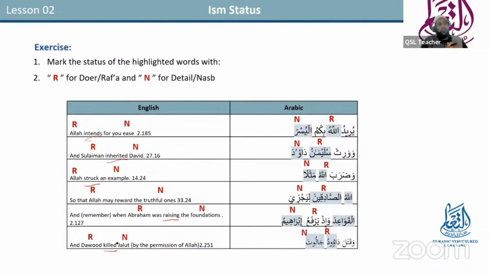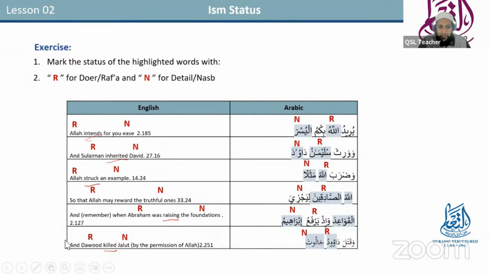Now, just to emphasize how important the ending sounds are in Arabic, Dawudu has an u sound, right? And that's rafa'. Therefore, you know Dawood is doing an action. Qatala is the action word, so Dawood killed. Jaluta is a detail, so Jalut was the one that was killed. Imagine if I said Dawuda Jalutu. That would mean the completely opposite meaning: Jalut killed Dawood alayhi salam, which was the opposite of what happened.